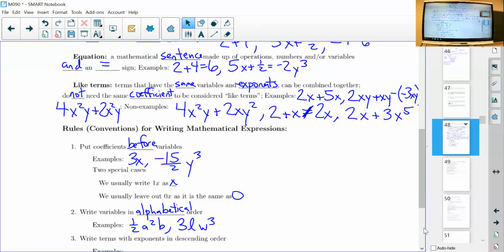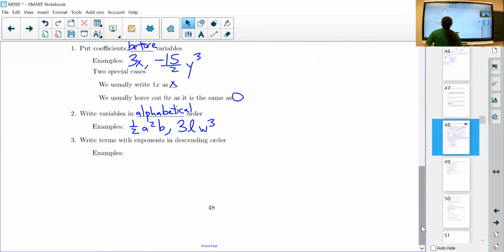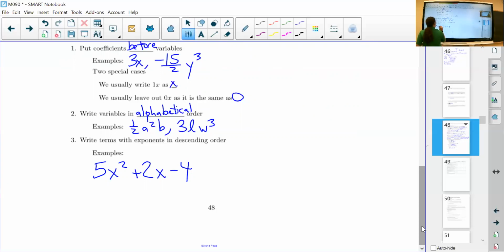Now when we go down to number 3, though, we take a look at our exponents. We want them with exponents in descending order. So for example, we have 5x squared plus 2x minus 4. Okay, descending order of what? Well, of exponent. Here's a 2. X without an exponent is saying how many x's do I have? Well, I have 1. That 1 is the exponent, 2, then 1.